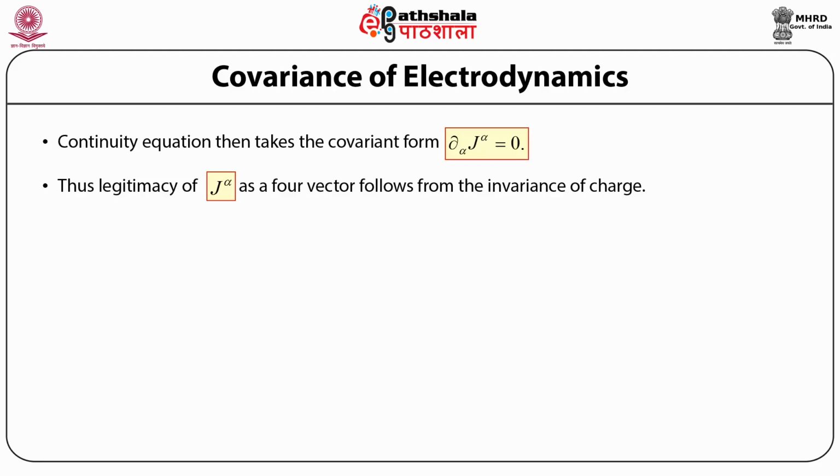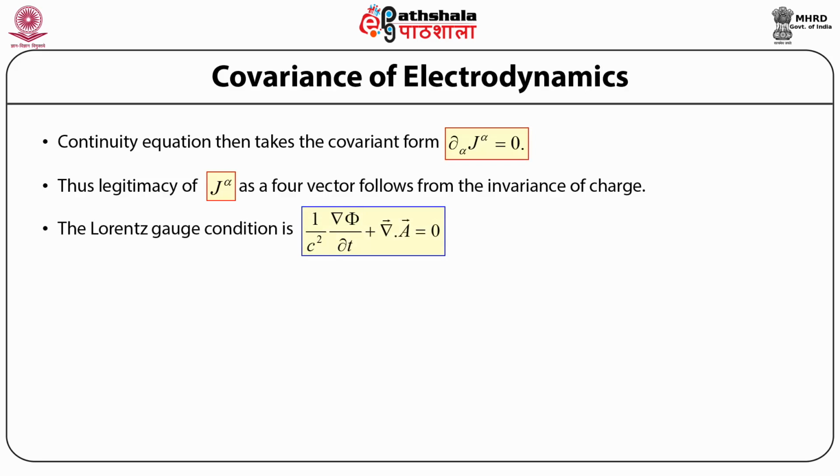That is, that the charge remains constant irrespective of the frame of reference in which it is being measured. So the Lorentz gauge condition using these above equations can be written as 1 by c squared ∂φ/∂t plus ∇·A is equal to 0. That is, the Lorentz gauge condition can be written as 1 by c squared ∂φ/∂t plus divergence of the vector potential A is equal to 0.